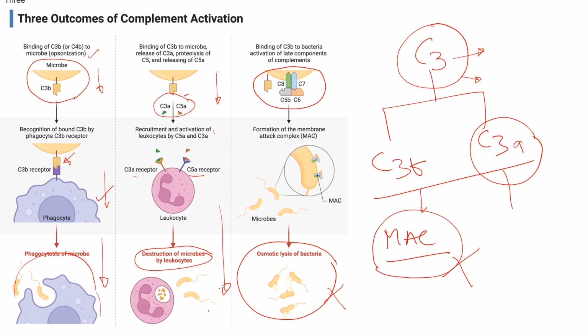Secondly, the minor variants of the complement cleavage proteins such as C3a and C5a can bind to receptors to activate leukocytes, which causes direct degradation of microbes through leukocyte biology. So, this is all about complement.